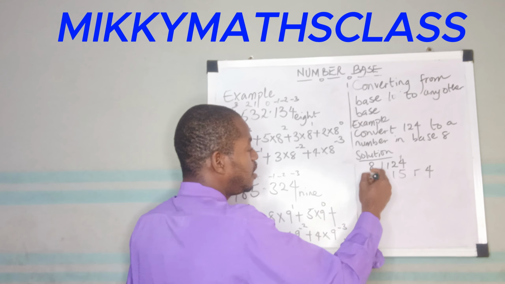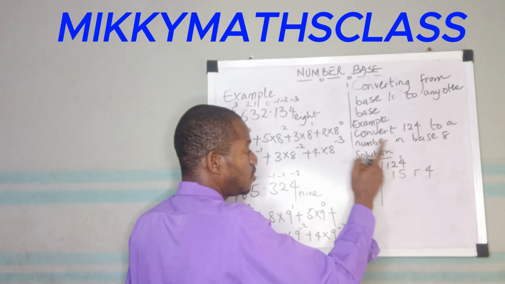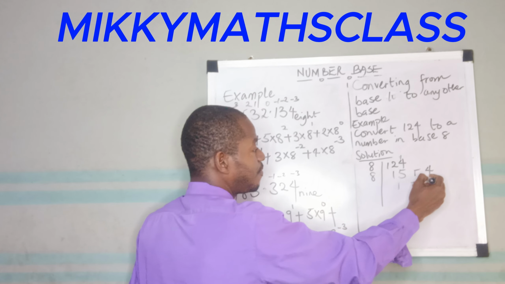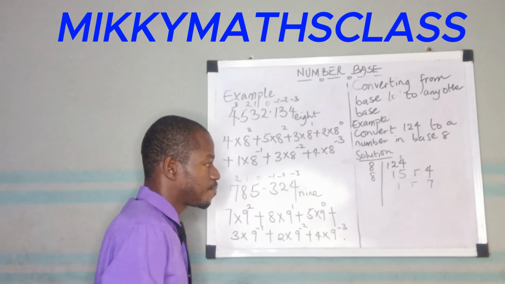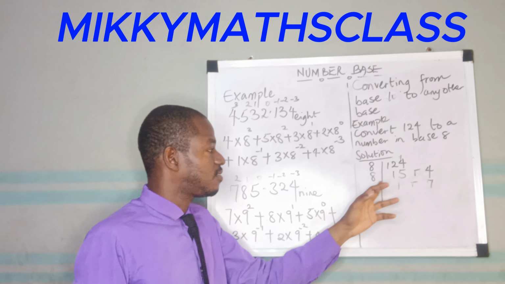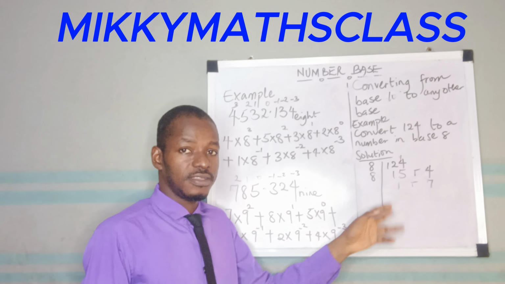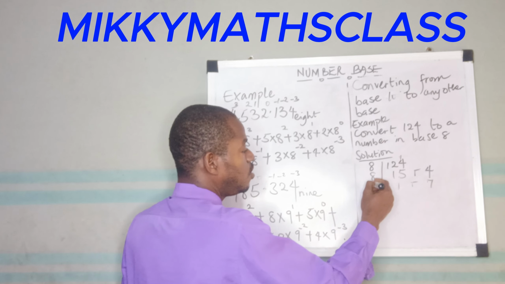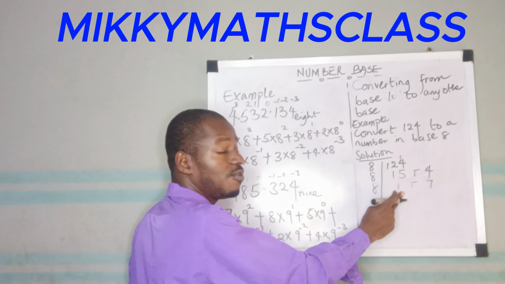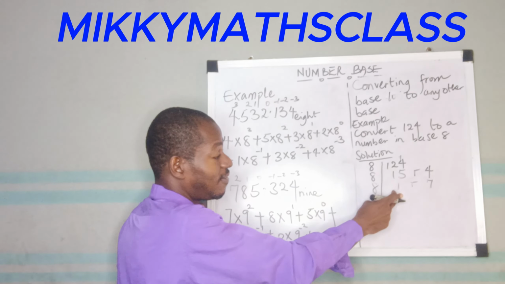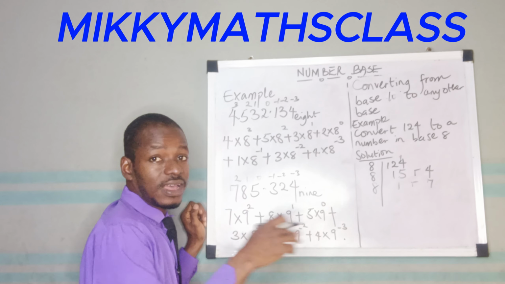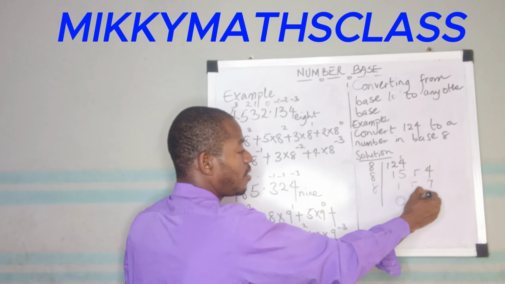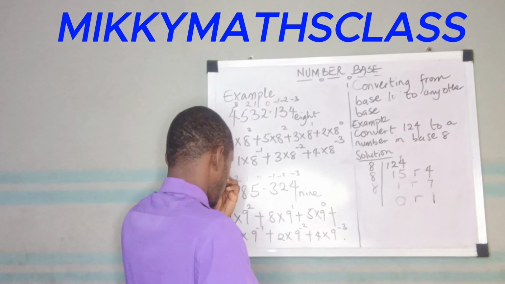Now we use 8 again. 8 in 15, that's 1, remainder 7. That's 8 times 1 is 8. 15 minus 8 will give us 7. And the next thing, we use 8. How many 8s can you find in 1? None. We cannot count 8 from 1. So we write 0. Our remainder will be 1.